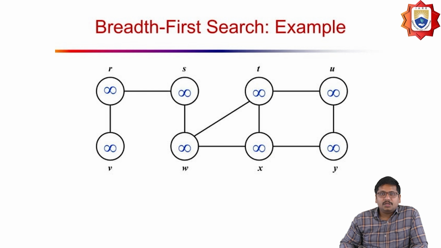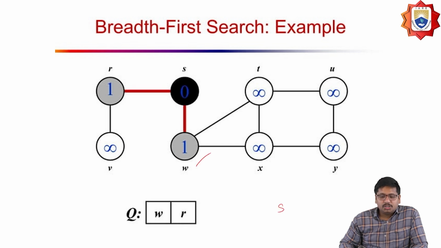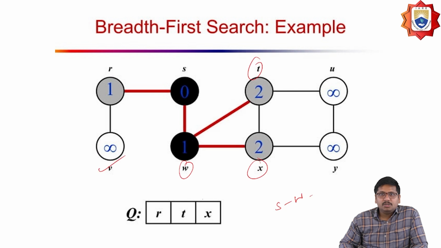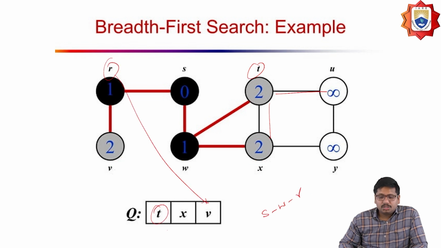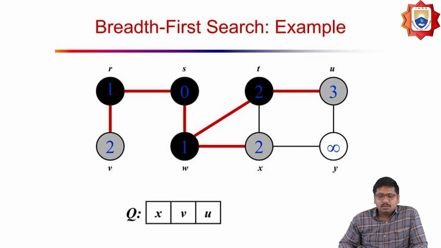From this, I'm going to find out what are the vertices adjacent to S. That should be R and W, which are pushed onto the Q. Next I'm going to visit W. For W, what are the vertices that are adjacent? That should be P and then X. Those I'm going to push onto the Q. And the next is R. What are the vertices that are adjacent? V. And from here again I'm going to see U.